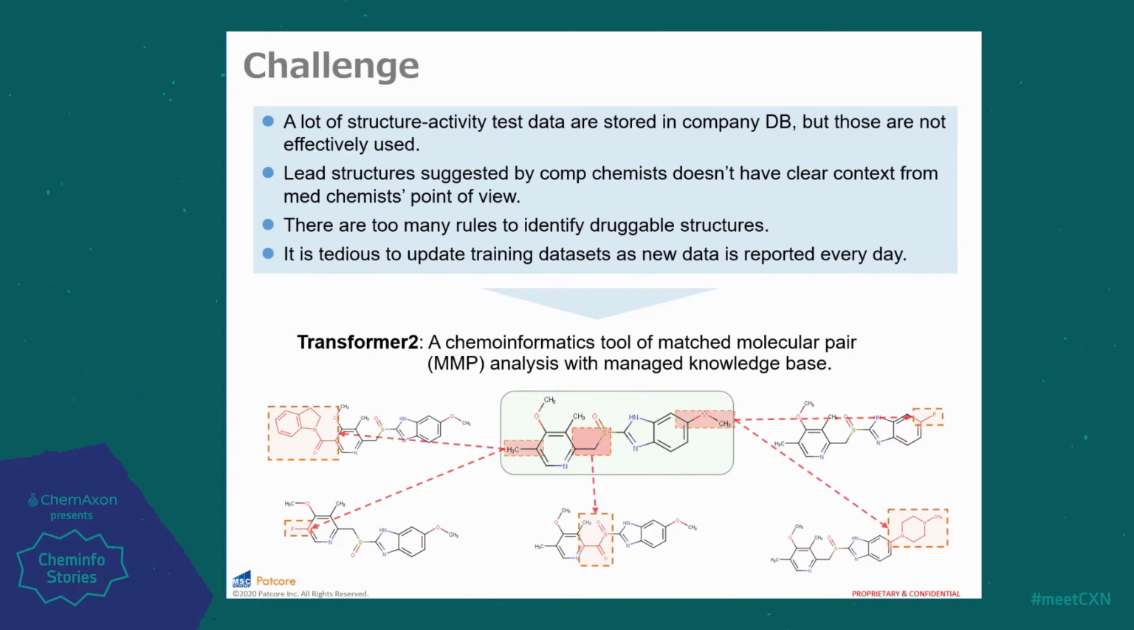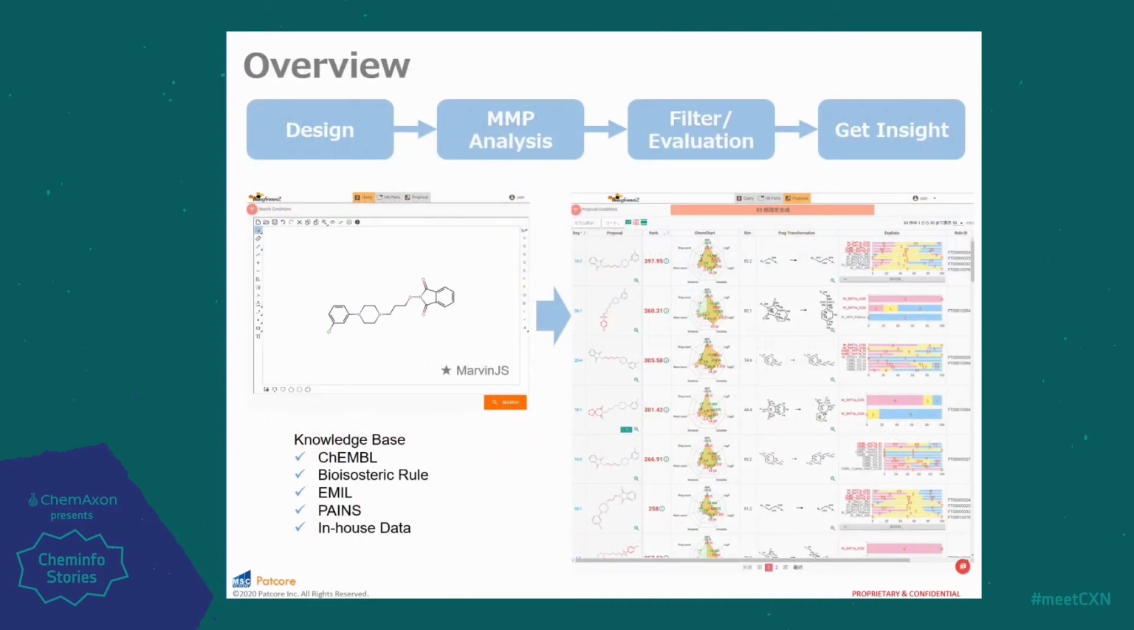Transformer 2 is a solution to answer these challenges. I will briefly explain the typical workflow of Transformer 2. The main target of this tool is the medicinal chemist, so the UI is designed to be very simple. The users can select an activity value and draw certain chemical structures on the drawing tool. We incorporated the great tool Marvin JS, so it should be very easy to draw structures of your interest. And then the result of the MMP analysis appears, and it is visualized in an easily understandable manner.